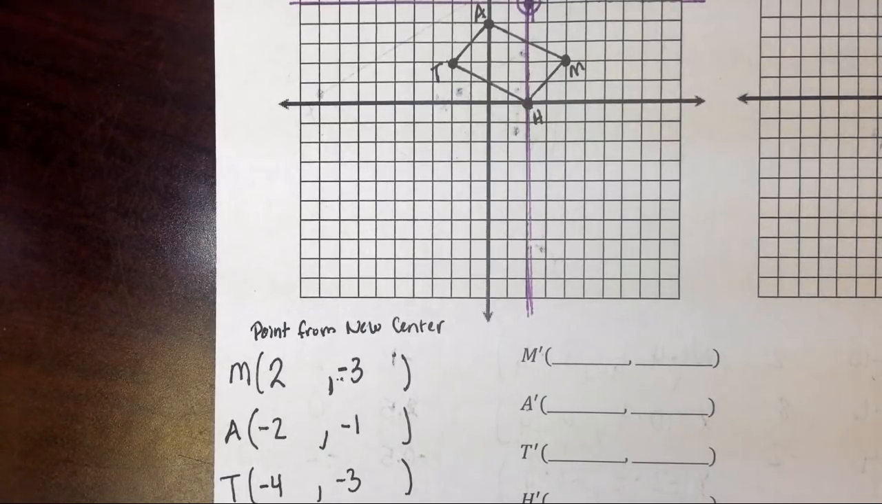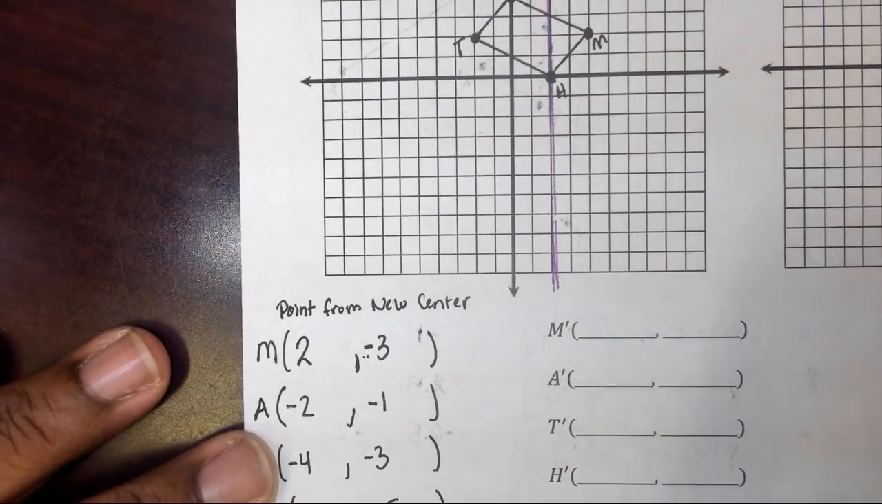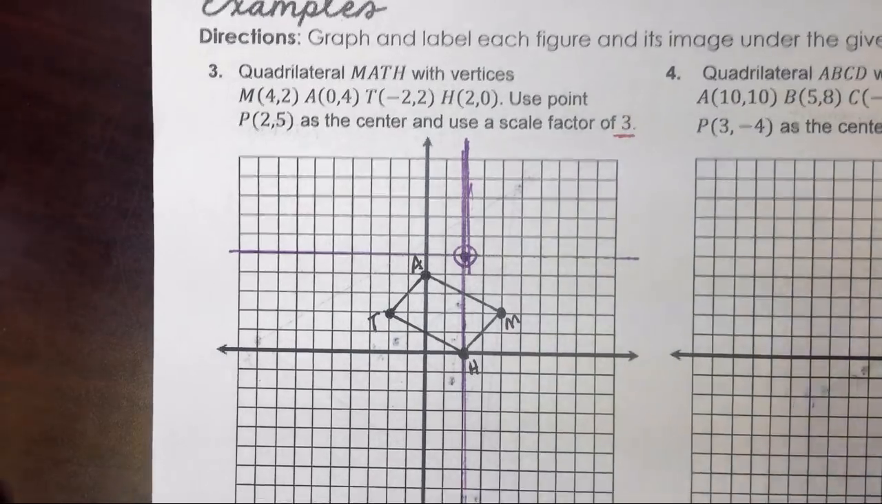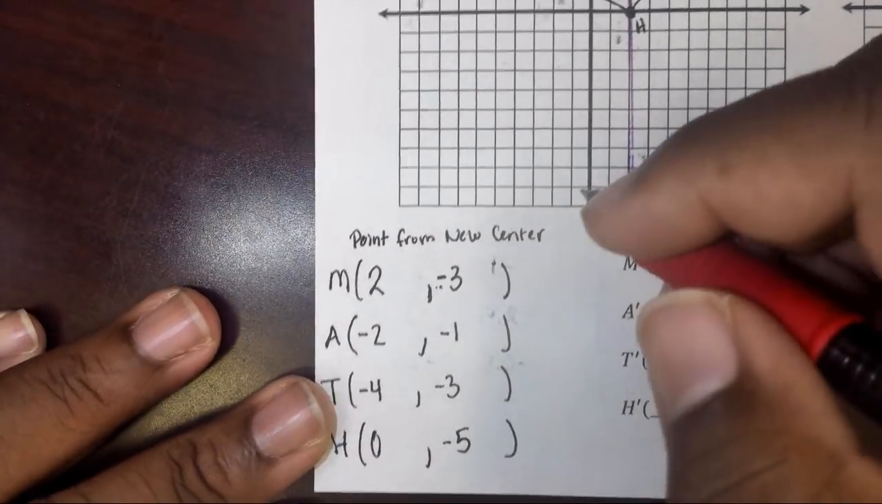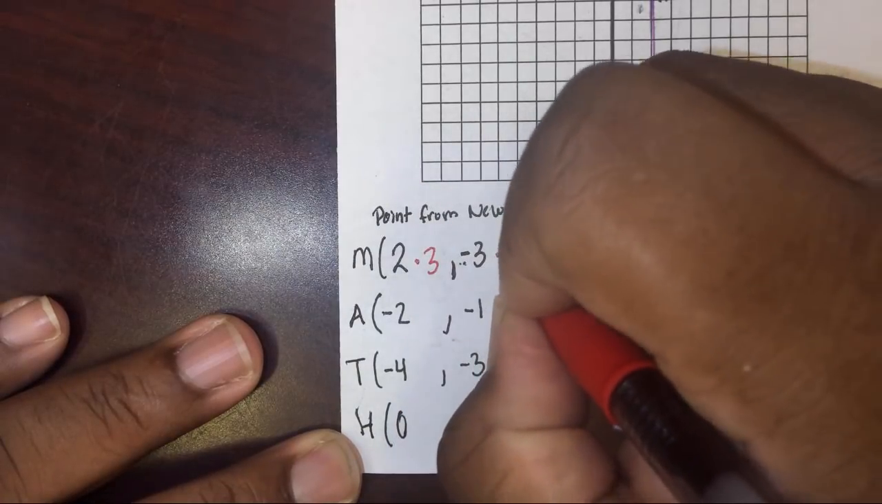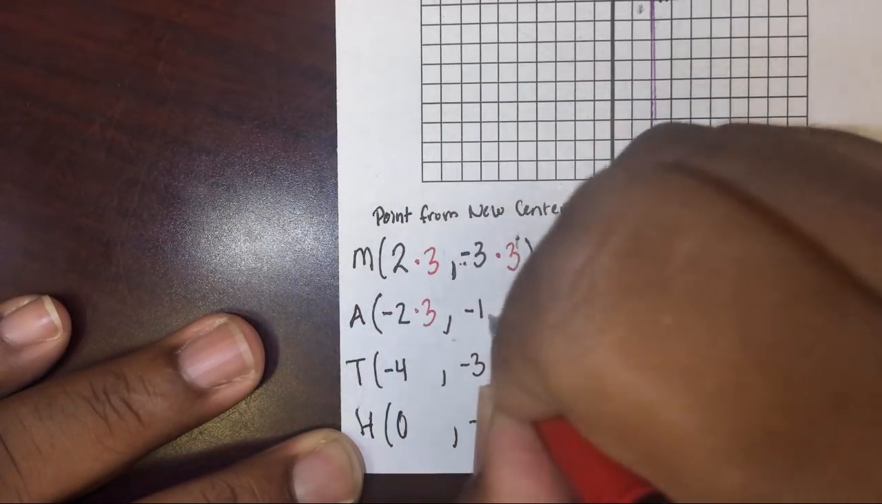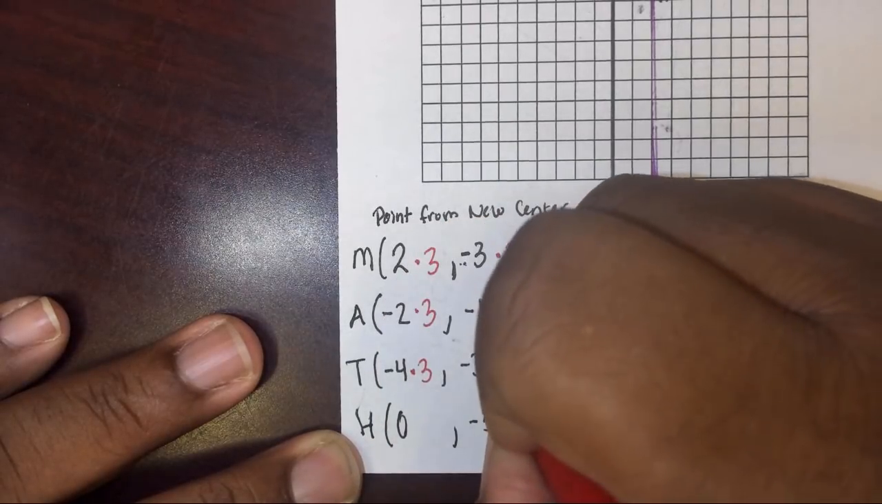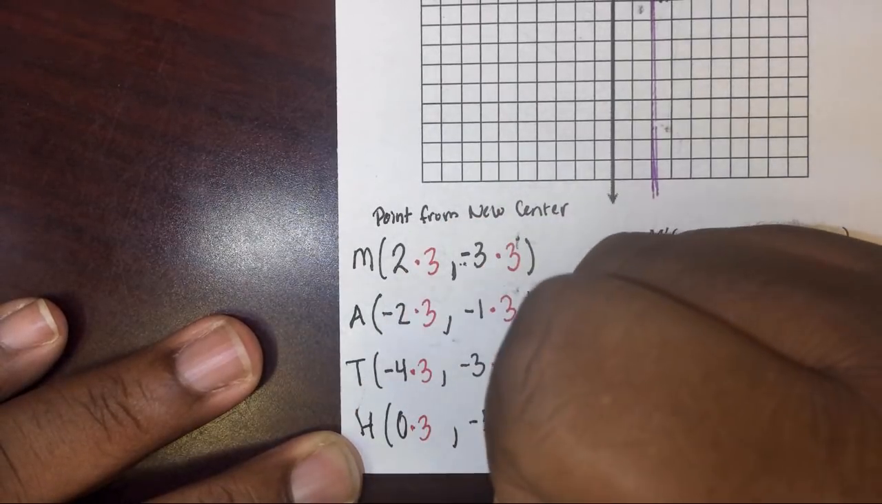And from there, I need to multiply. My scale factor was 3. Scale factor was 3, so we put in 3 on everything. This is an enlargement, so times 3, times 3, times 3, times 3, times 3, times 3, times 3, times 3.